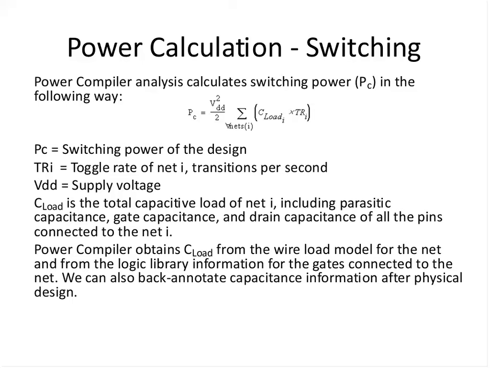Right? We will see a lot of back annotation in unit 5. If you don't understand it now, we will see more details in unit 5. It will be clear. What I mean to say is that accurate capacitance information can be fed back into the Power Compiler for accurate power analysis. Right?